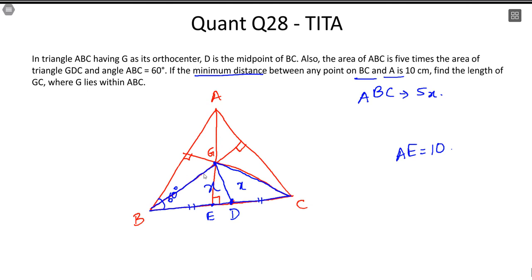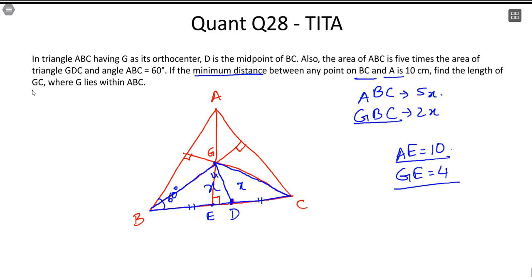If altitude to BC is 10, can I also reach this conclusion? Look at GBC and ABC. Area of GBC is 2x, area of ABC is 5x. The only thing different in them is the height, because bases are BC in both the cases. We have been told AE is 10. So can I reach the conclusion GE is equal to 4? This length is 4, also known to us.